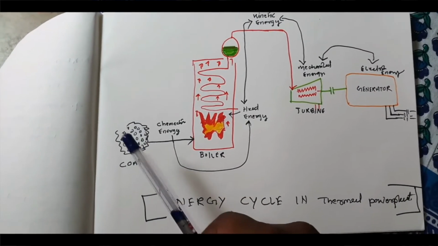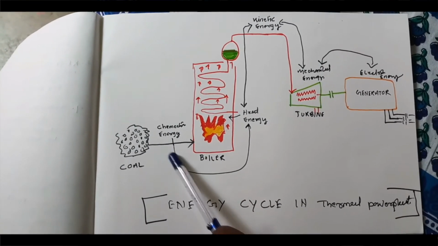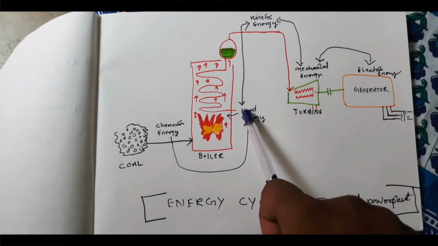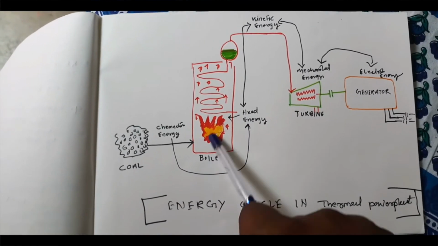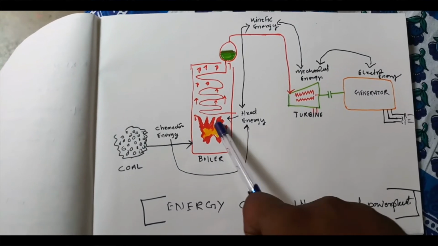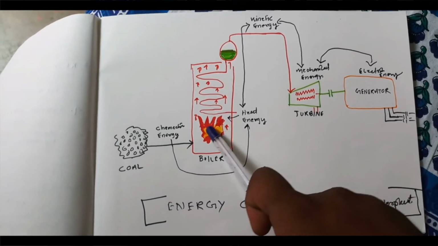As we all know, chemical energy is available in fuel, so we use fuel inside the boiler to get heat energy during the combustion process or oxidation process. So from fuel to boiler, the energy conversion is chemical energy to heat energy.